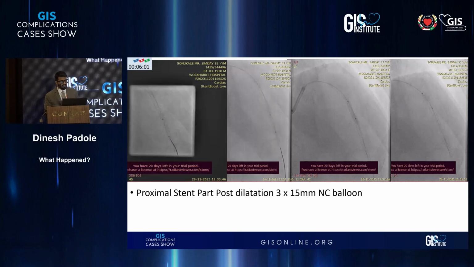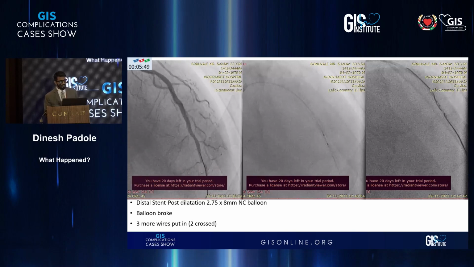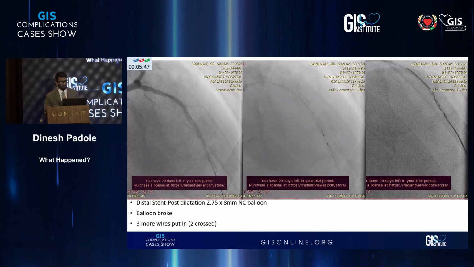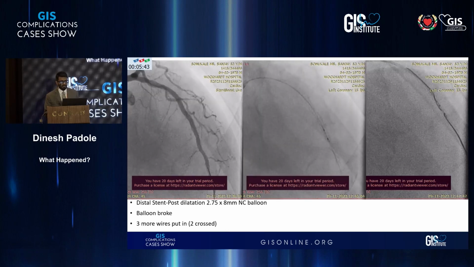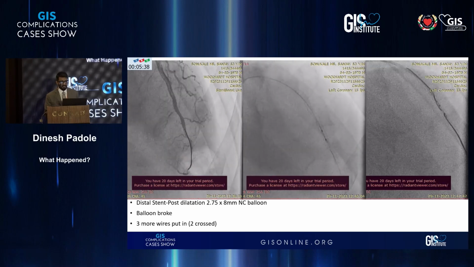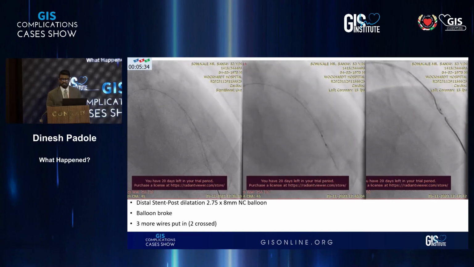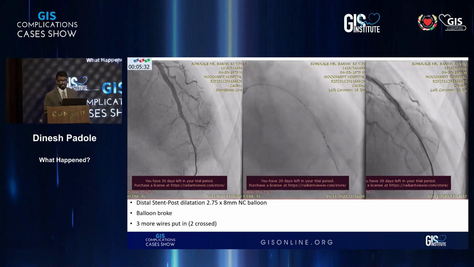Now started with the post-dilatation, took a 3 into 15 mm NC balloon for the mid and the proximal part of the stent. Everything went well. For the distal part, took a smaller balloon, 2.75 into 8 mm NC balloon, and trying to push it, it didn't go in well, and then just realized that it is broken again. But this was the time the wire was inside.